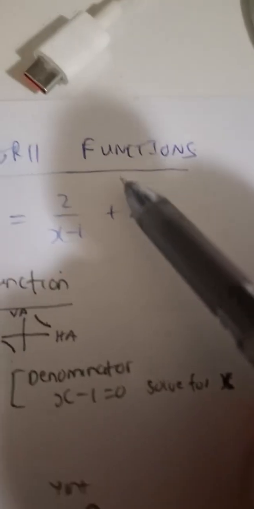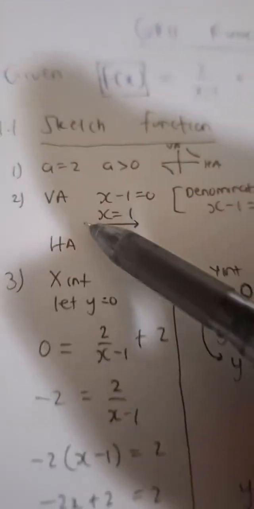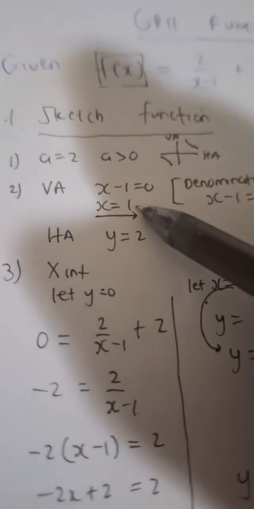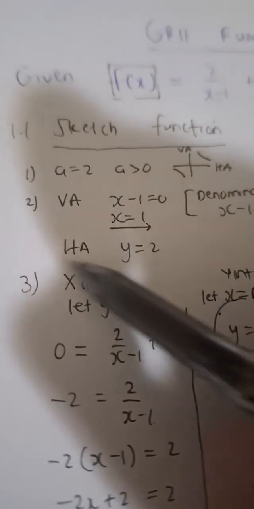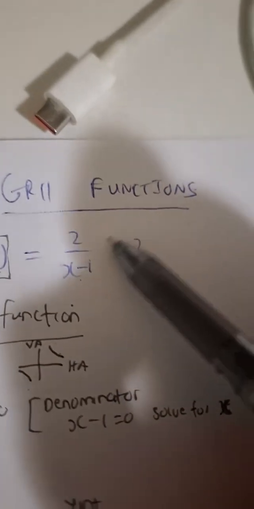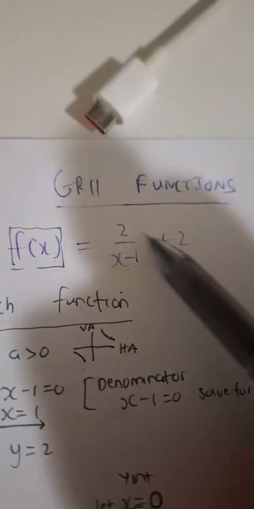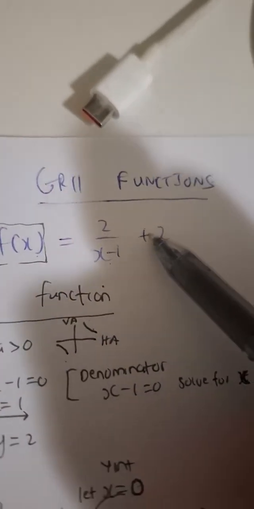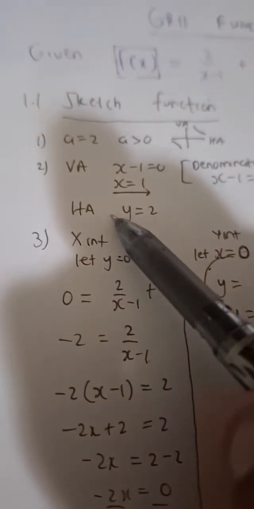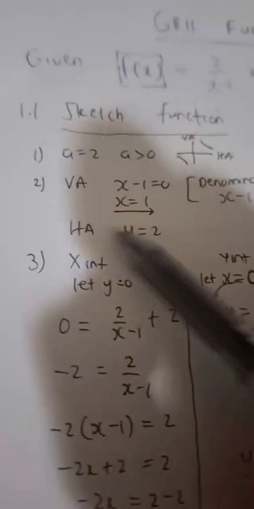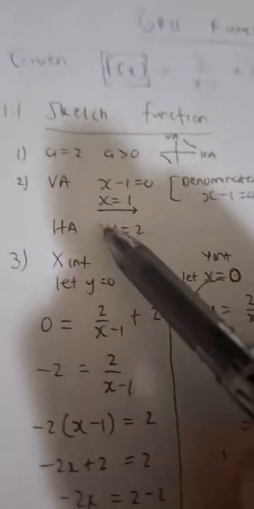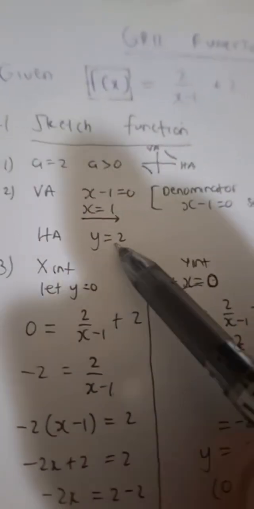Number 2, horizontal asymptote. We took the expression in the denominator, equated it to 0, solved for x, we get the vertical asymptote. Horizontal asymptote, we took the value of this constant term as it is in our general form of the hyperbola function, and we basically said y is equal to 2, because the constant term as it is gives us the equation of the horizontal asymptote.